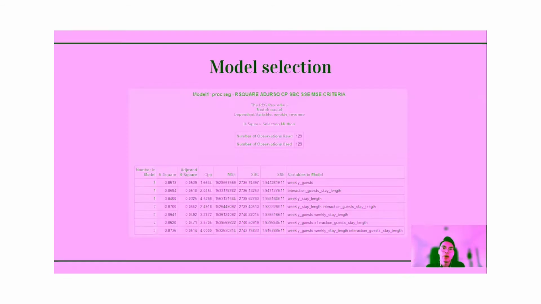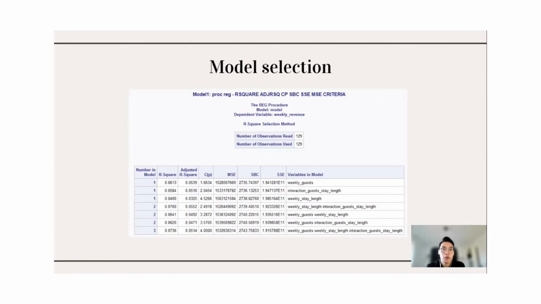So we selected the appropriate model through the use of the best subsets algorithm. More specifically, we took into consideration 3 criteria: adjusted R-square, Mallows' Cp, and Schwarz-Bayesian SBC. This figure shows that there were two subsets that could be further investigated, a model with the predictor variable weekly guests and one with the interaction term weekly guests and length of stay.